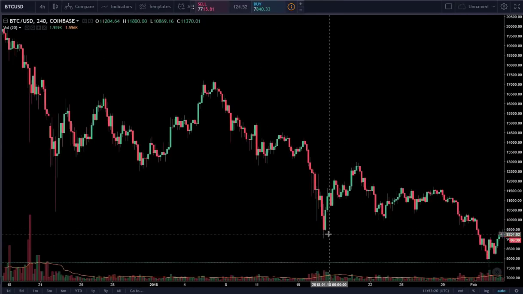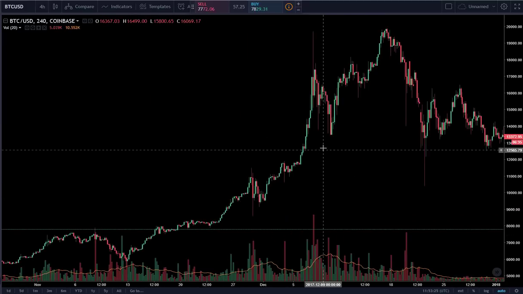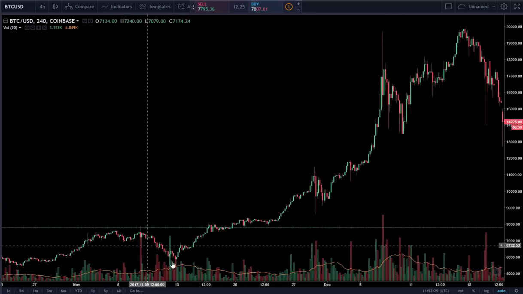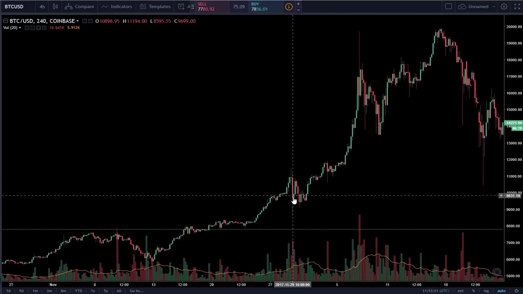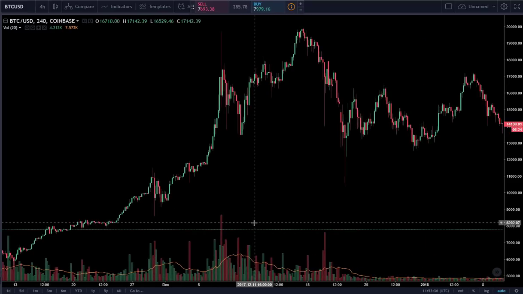Right here, increased volume compared to the prior volume. We had a bounce right there where the buyers came in and really fought the sellers off in that area. You can see kind of over here, and right here, we had a pull back down to 8,600. These are areas you want to look for as well.